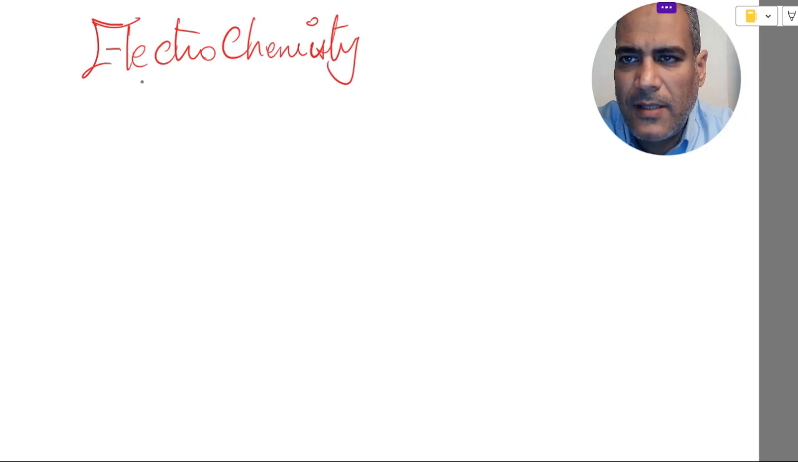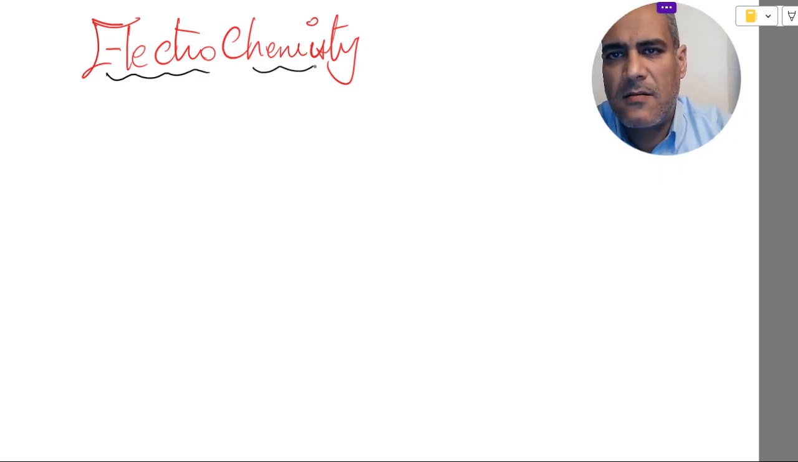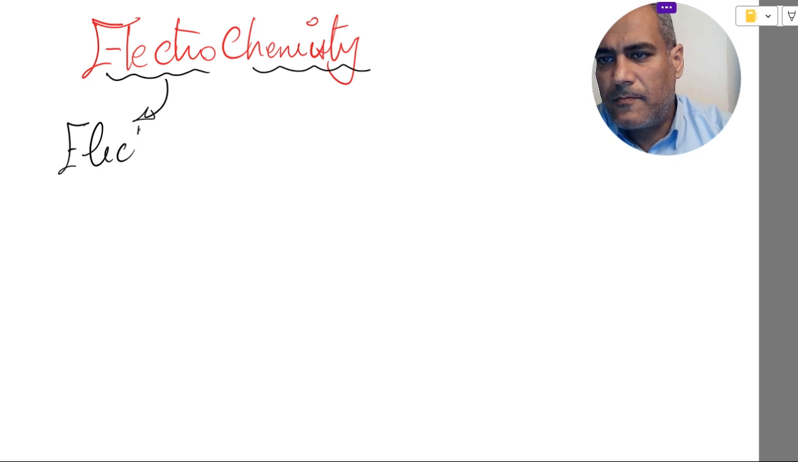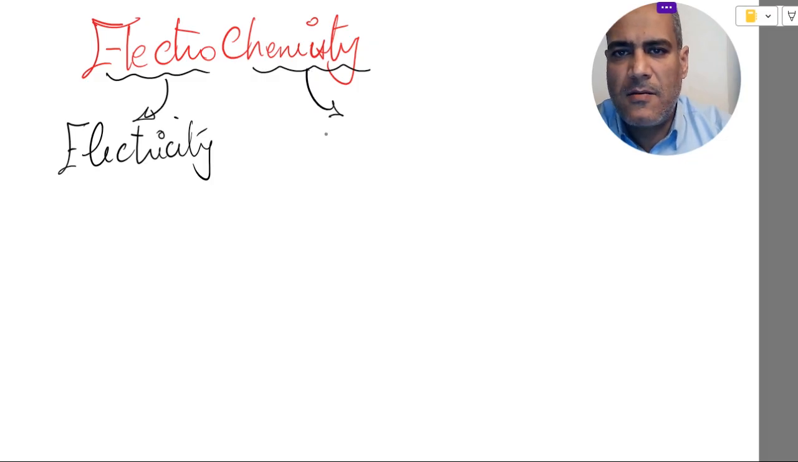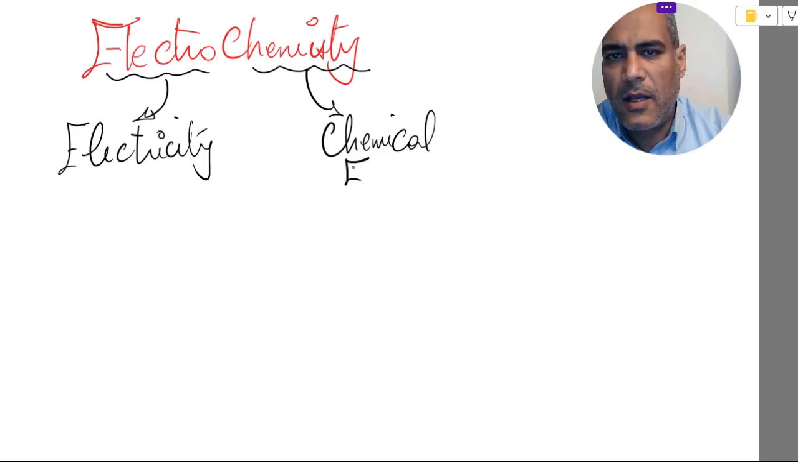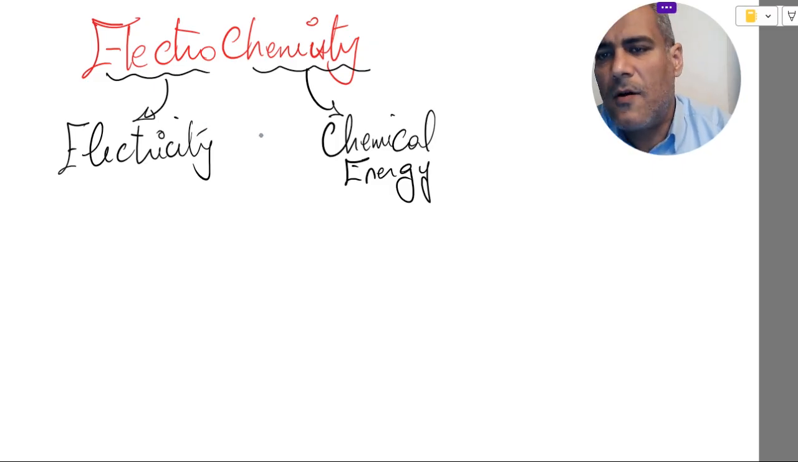Okay, first of all, what is meant by electrochemistry as a big branch of chemistry? Electro means electricity, and chemistry means a chemical reaction or chemical energy. So this branch studies how to convert electricity into chemical energy and how to produce or generate electricity from a chemical reaction.